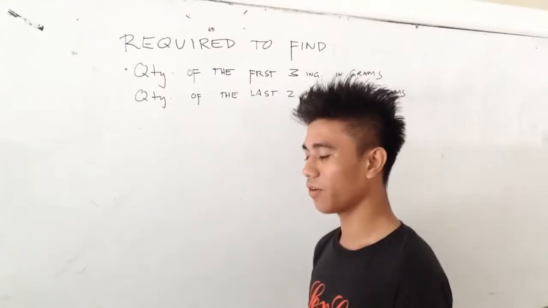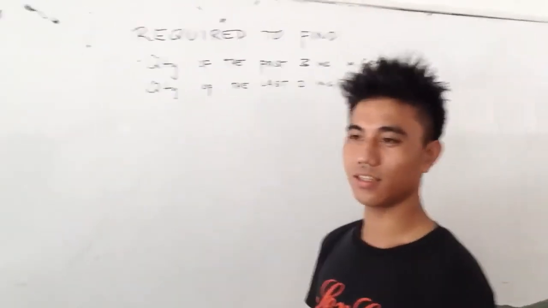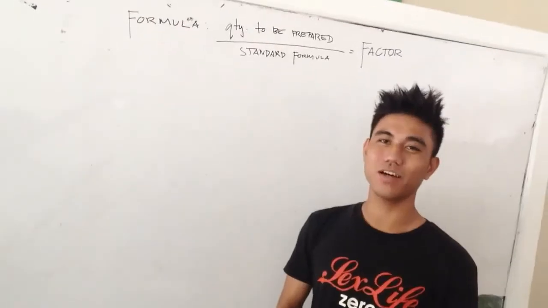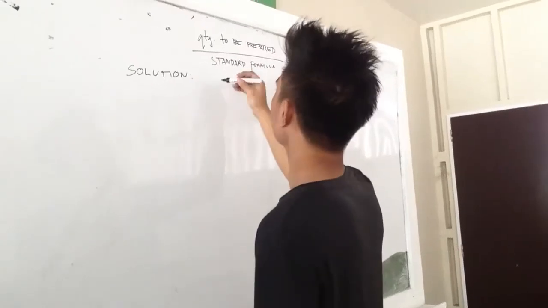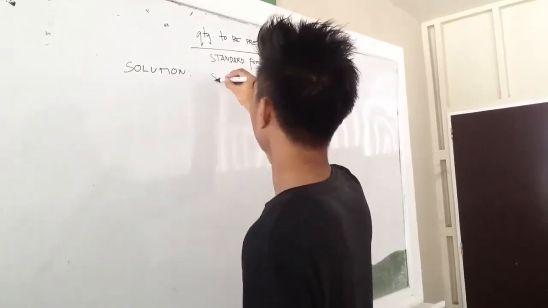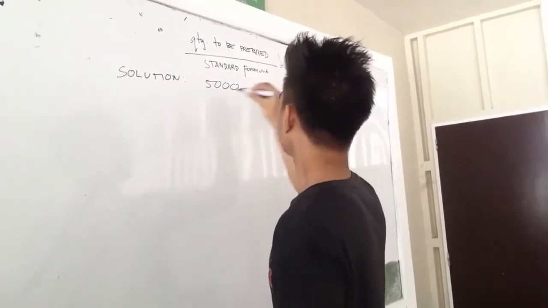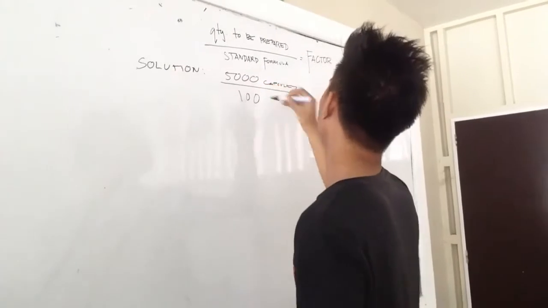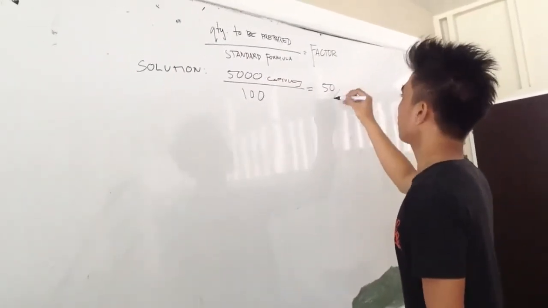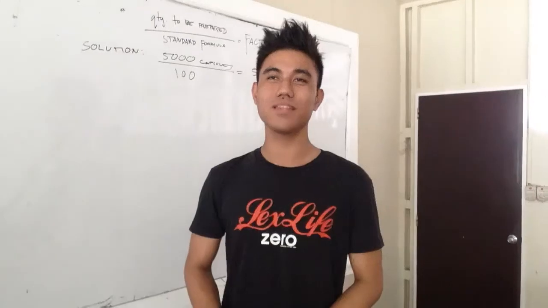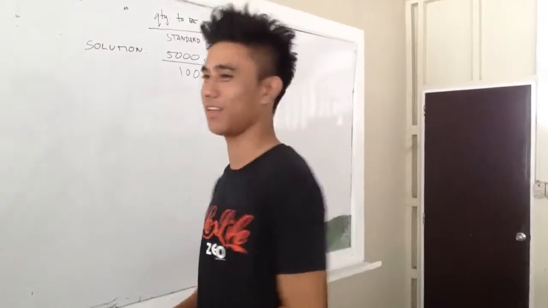We are solving for the quantity of the first 3 ingredients in grams and the last 2 ingredients in kilograms. In order to get the factor, we will use this formula. Substituting the formula, quantity to be prepared is 5,000 capsules. Standard formula is 100. 5,000 divided by 100 is 50. Therefore, 50 is the factor.